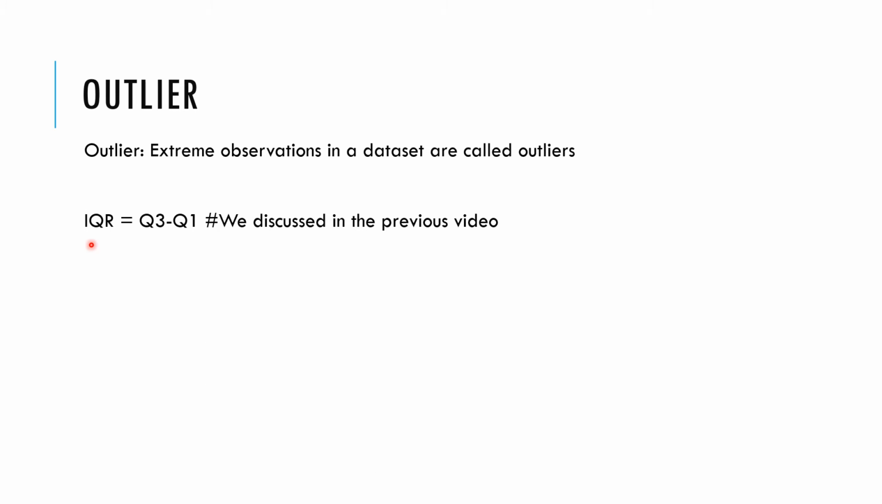So this is the formula of an outlier. The interquartile range, as we saw earlier, is quartile 3 minus quartile 1. So that gives us that. And then for outliers, these are the two formulas.